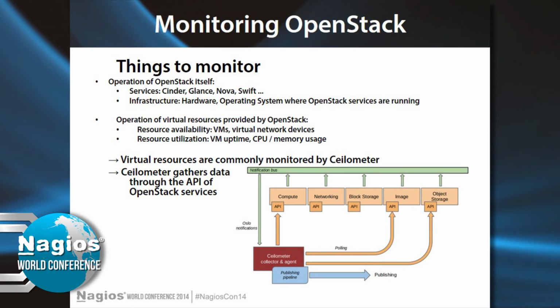There are two things you have to monitor in Openstack. One is the operation of Openstack itself. Openstack has some services, Glance, Nova, Swift, and these should be up and running, otherwise you cannot monitor anything and you cannot operate your cloud. And the other thing you have to monitor is the virtual resources, the VMs that are provided to customers. You have to monitor CPU usage, memory usage, and so on, especially if the resource is available, the VM should be up and running, and the utilization.